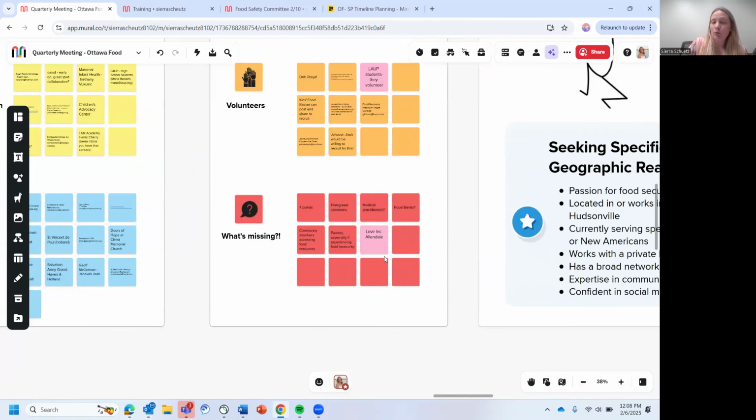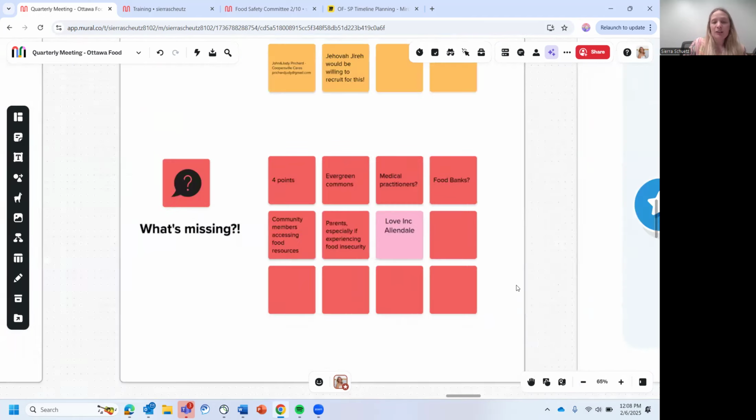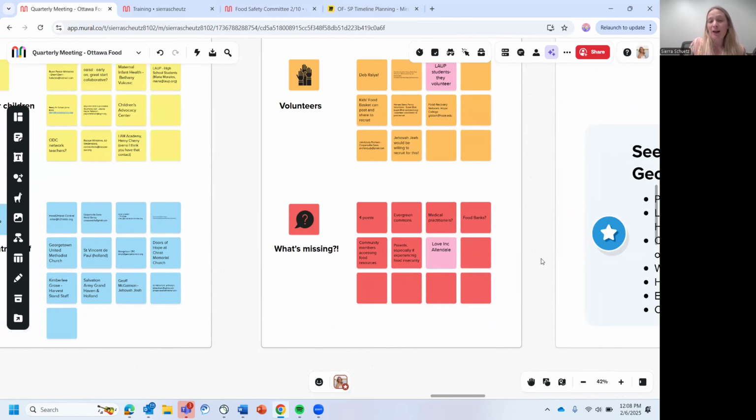What focus group do you think Ottawa Food should have? So double click on a sticky note here and add your idea. We've got some senior homes, medical practitioner food banks, and community members, parents. So feel free to keep adding to that so I can organize a focus group around that topic.